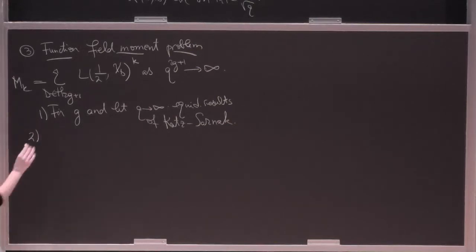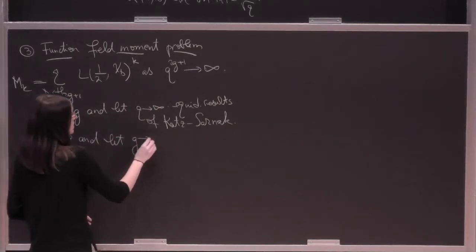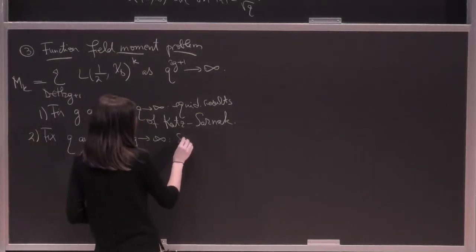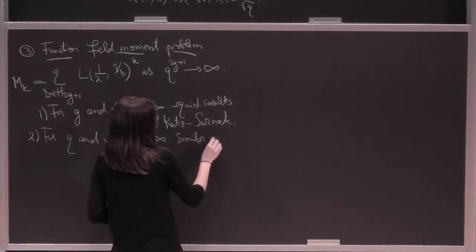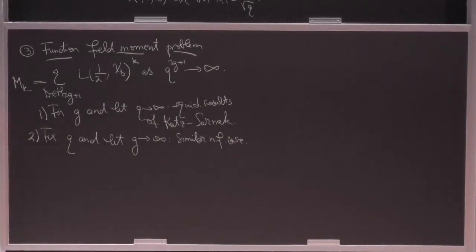So instead, I will focus on the other type of limit, which is fixing q and letting the genus go to infinity. And this is usually the regime which is more similar to the number field case. And usually the techniques are pretty similar. And in general, maybe we can prove a little bit stronger results over function fields in this limit, but not much stronger than over number fields.